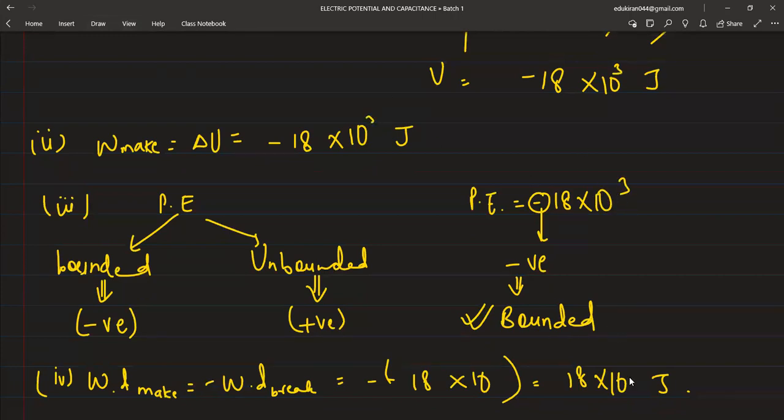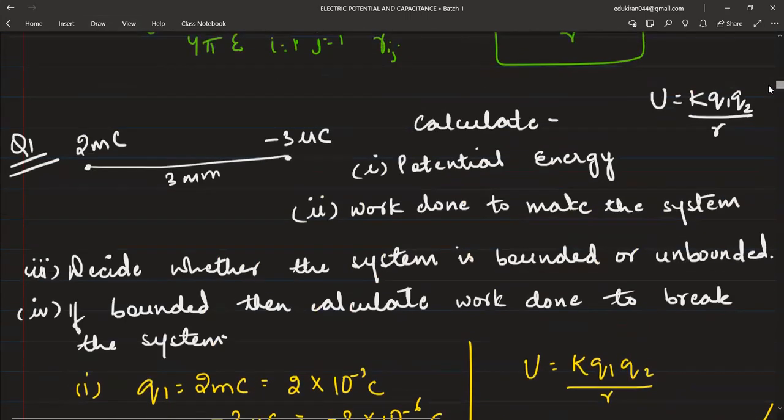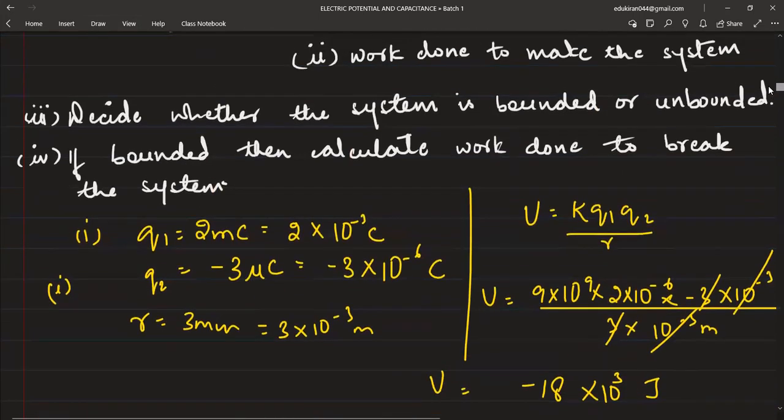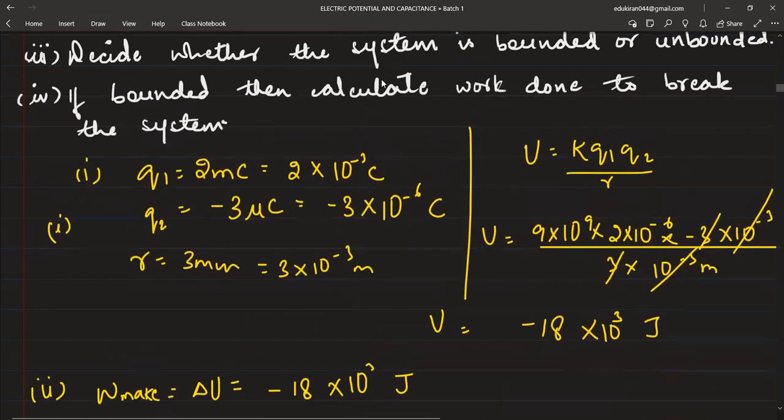So yes, Taha. Thank you, Taha. Correct answer, Taha. I had written it as minus 10 to the power minus 3, but it would be minus 6 because it is micro. Write it. We'll discuss one more question from this.